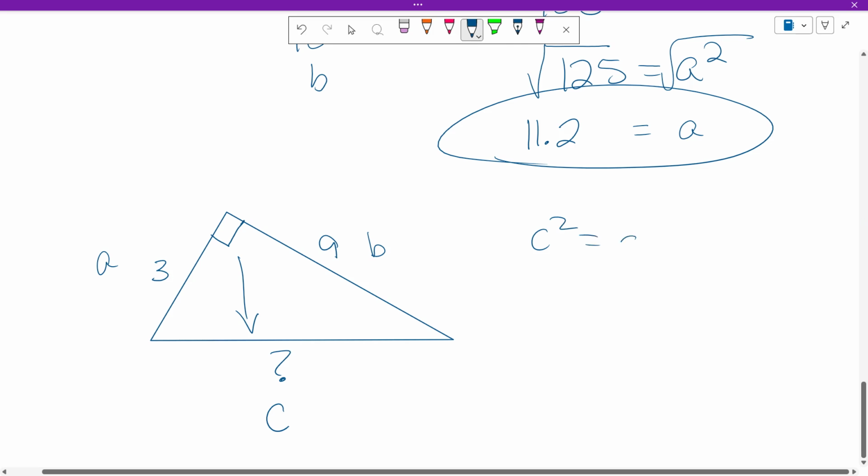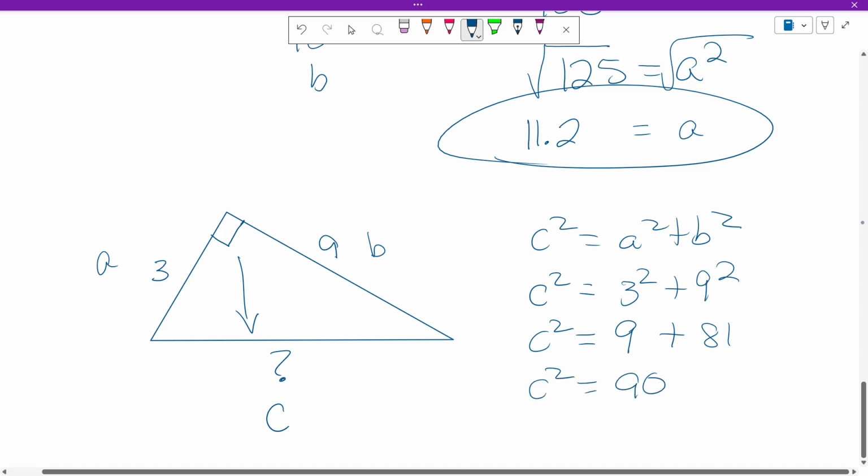So C squared equals A squared plus B squared. What's A? 3. So it's 3 squared. What's B? 9 squared. What's 3 times 3? 9. What's 9 times 9? 81. Very good. So C squared equals 90. Now once we have a variable squared equal to just one number, what do we do to both sides? Square root both sides. It's irrational.